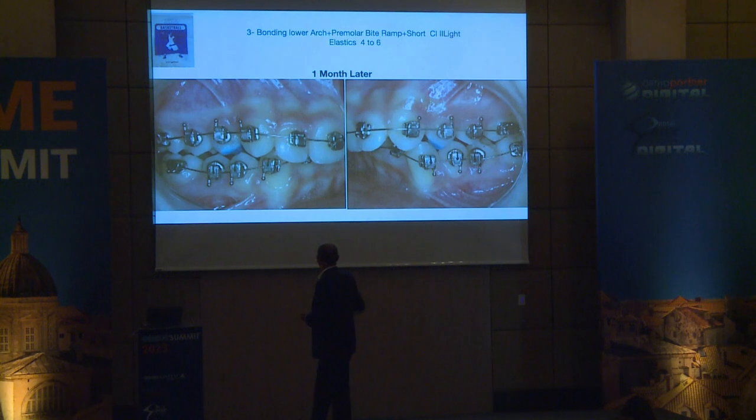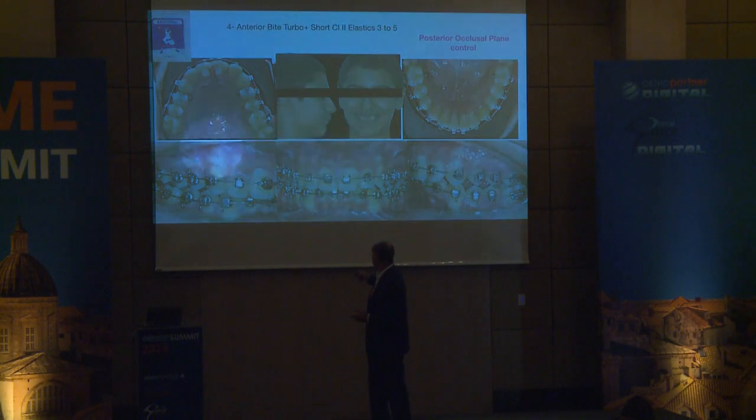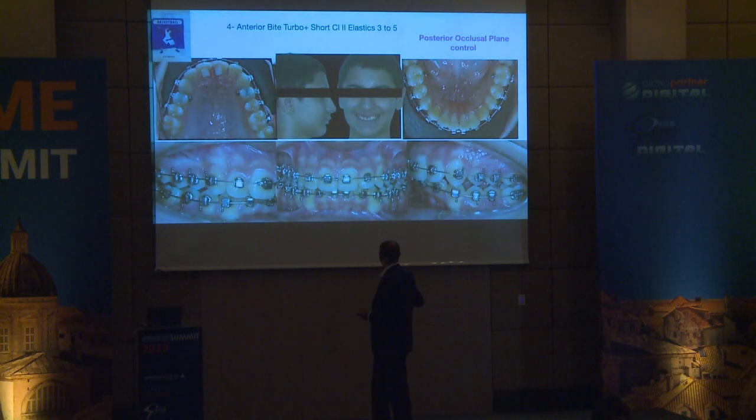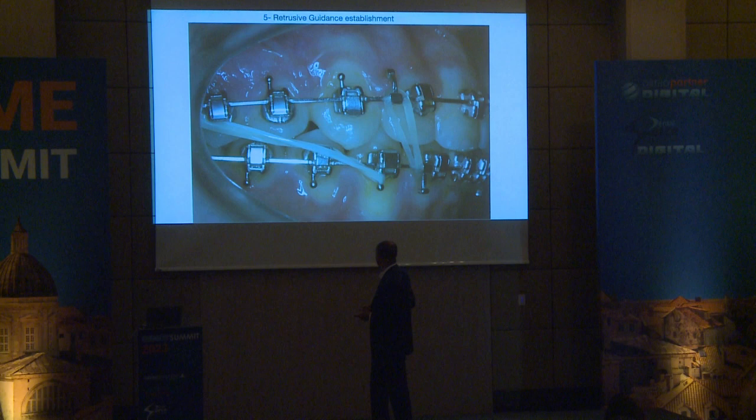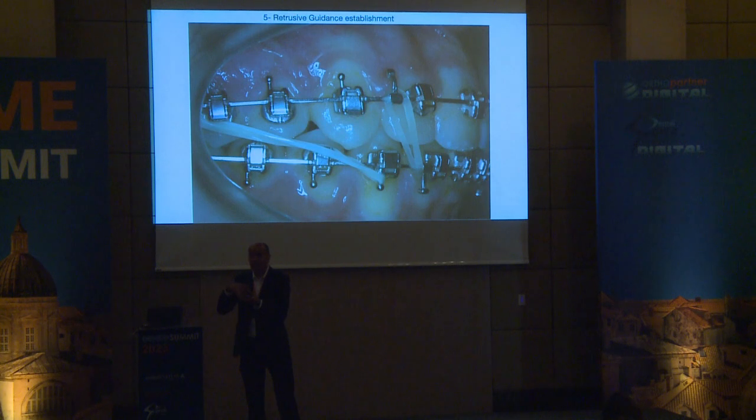So one month later, elastic from 4 to 6. Then we switch. We use posterior bite ramp and elastic from 3 to 5. And here we continue working with retrusive guidance establishment to have this contact between first premolars in order to stabilize the mandible in a forward position.